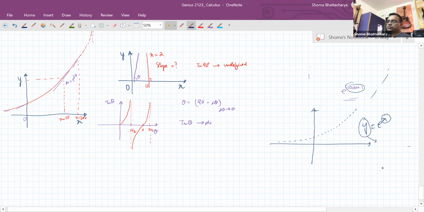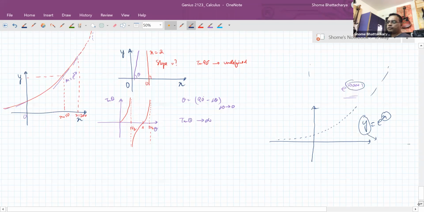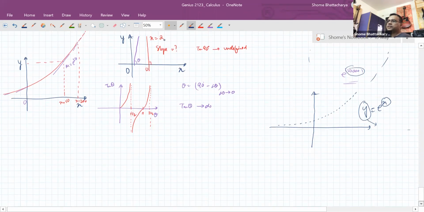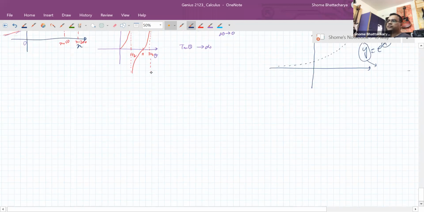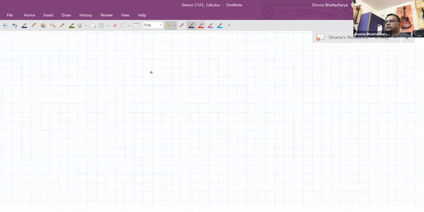Okay, sir. Understood the point? Yes, sir. So yes, that concept is a bit abstract. Infinity itself in that sense is an abstract concept.